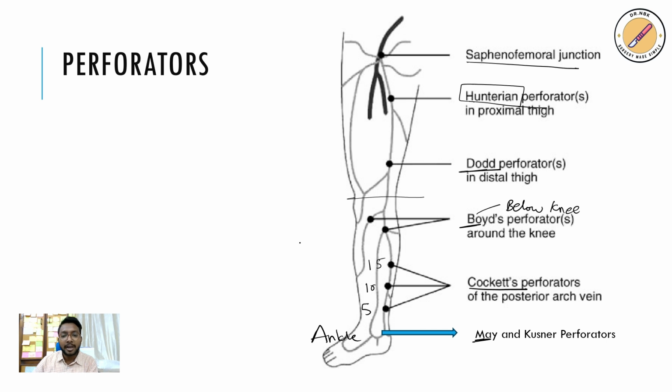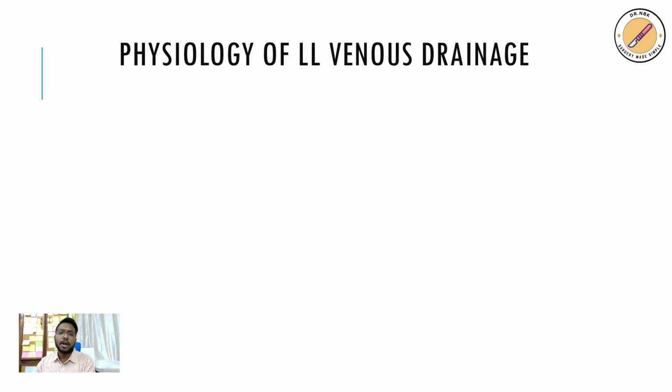Okay, so we can easily remember these named perforators from below upwards with the help of a mnemonic. Most common by Dhoni. Most common by Dhoni. So M for May-Kuschner, C for Cockett, B for Boyd, D for Dodd, H for Hunterian perforators. So this is from below upwards, we can remember the named perforators. Okay, right. Next, coming to the physiology of lower limb venous drainage.